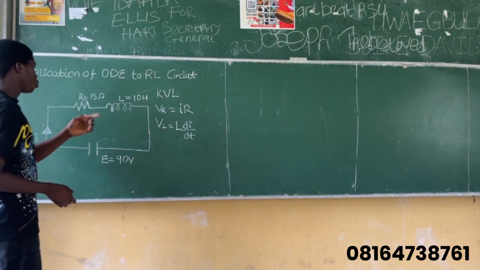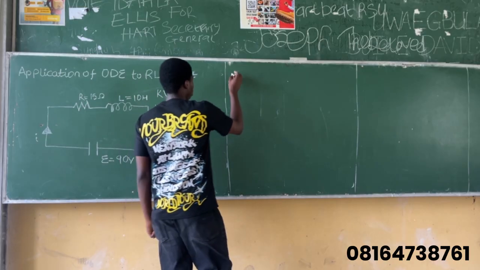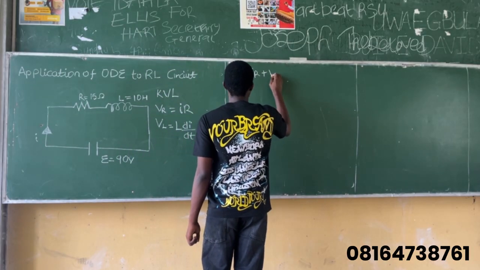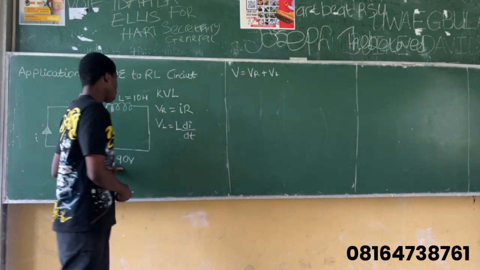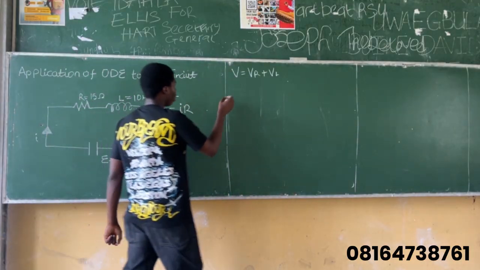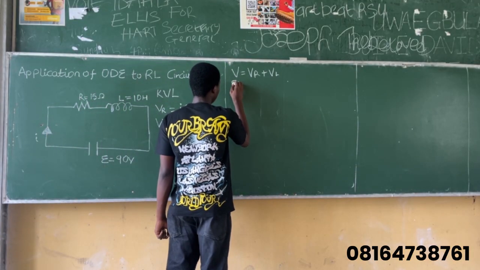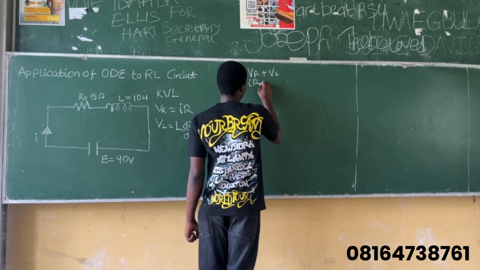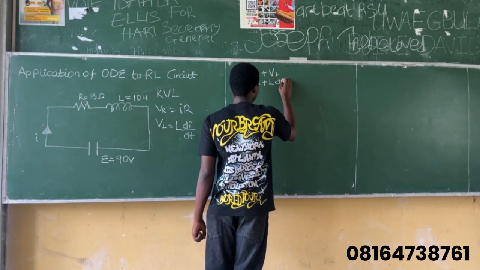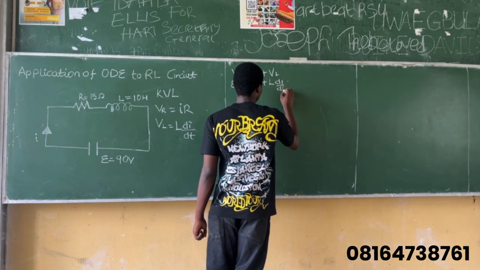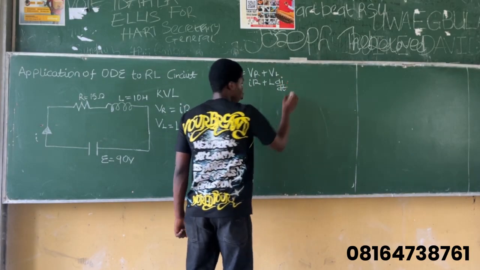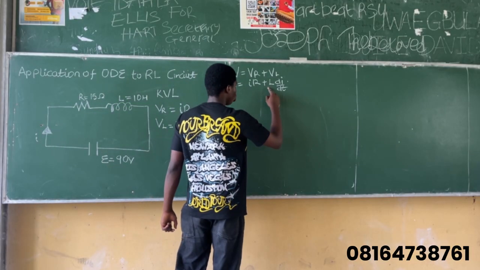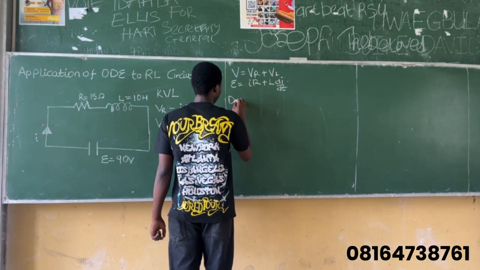So now we are going to be summing them up. The voltage source V is equal to VR plus VL. And now we have gotten our voltage source to be E. So we are going to input that into the equation. So E is equal to IR plus L di over dt. So now we are basically forming the equation. So we are going to be dividing through by L. So let's divide by L.